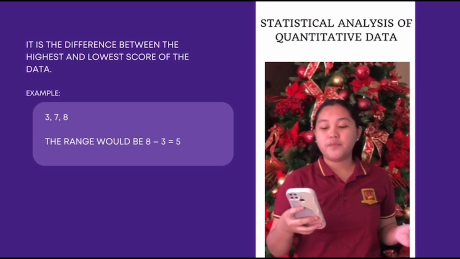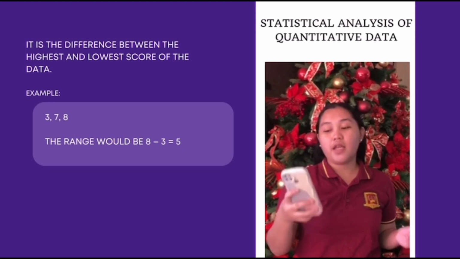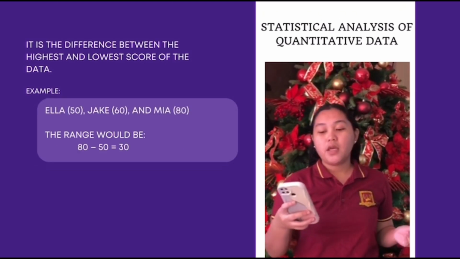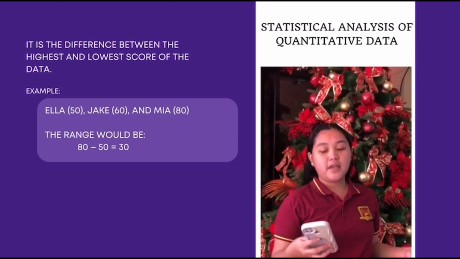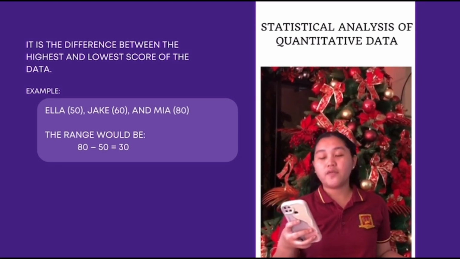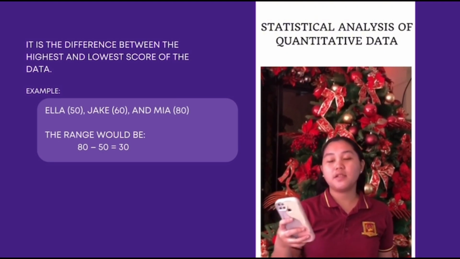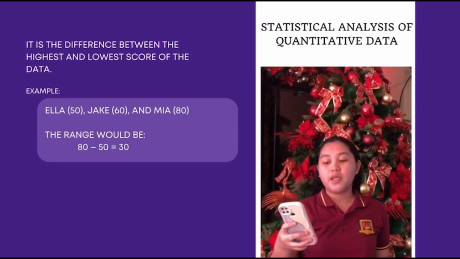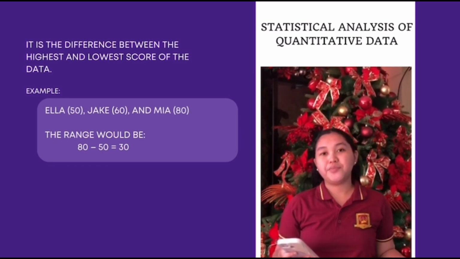For example, if the data is 3, 7, and 8, the range would be 8 minus 3 equals 5. Let's say we have the test scores of Ella, which is 50, Jake is 60, and Mia is 80. The range would be 80 minus 50 equals 30.